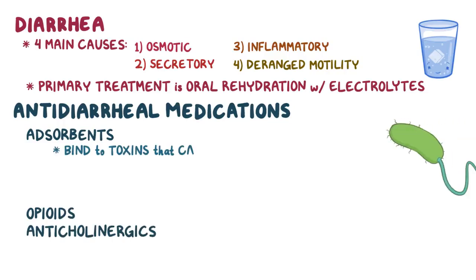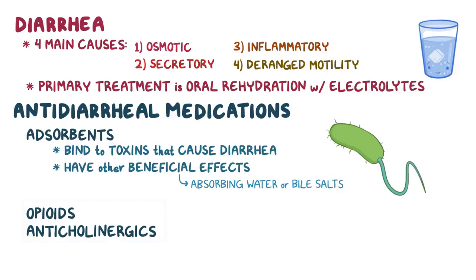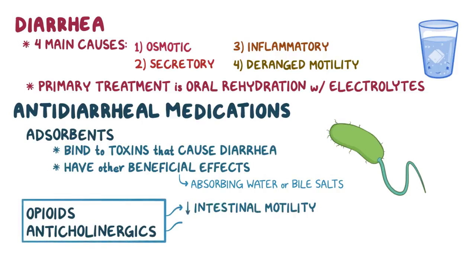Adsorbents bind to toxins that cause diarrhea and often have other beneficial effects, such as absorbing water or bile salts. Opioids and anticholinergics decrease intestinal motility and are often given together to reduce the likelihood of opioid abuse.